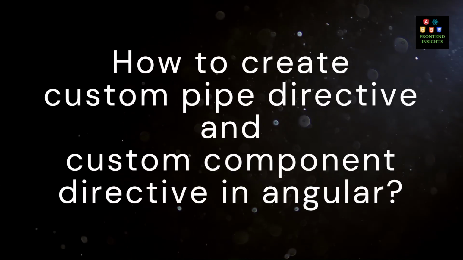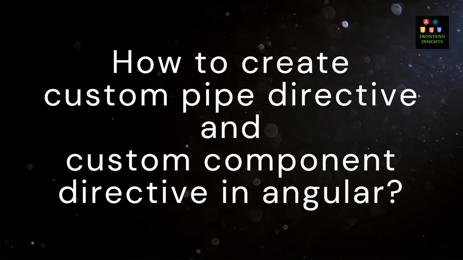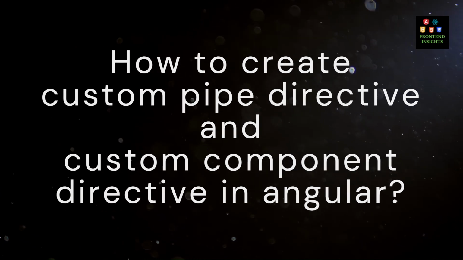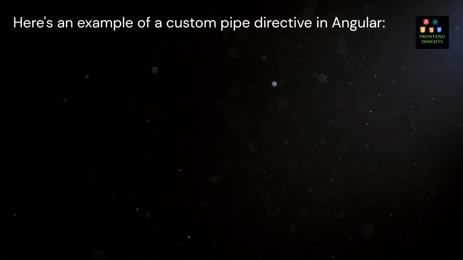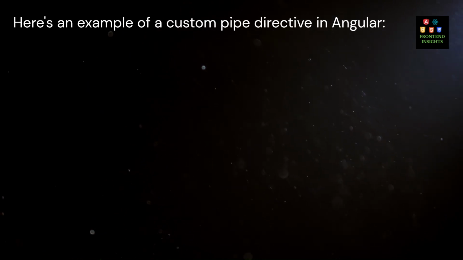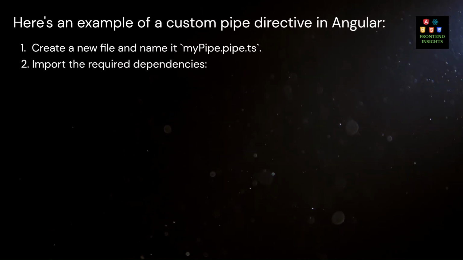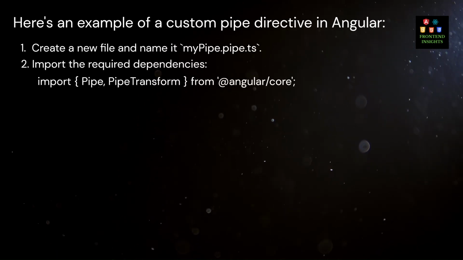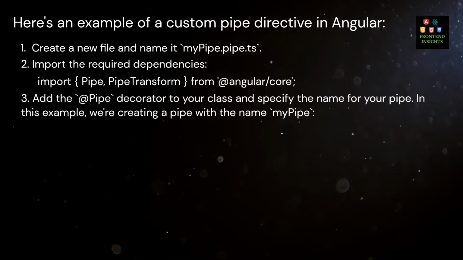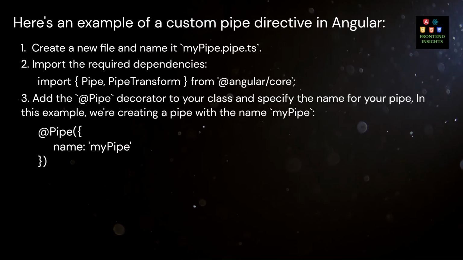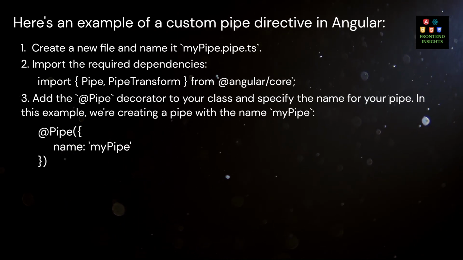How to create custom pipe directive and custom component directive? Here is an example of a custom pipe directive in Angular. Step 1. Create a new file and name it mypipe.pipe.ts. Step 2. Import the required dependencies. Step 3. Add the @Pipe decorator to your class and specify the name for your pipe.